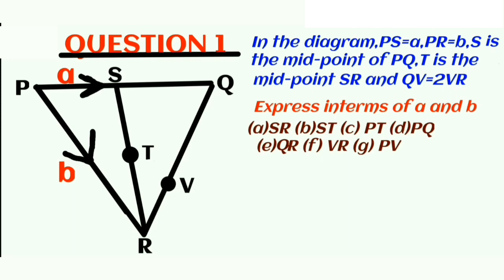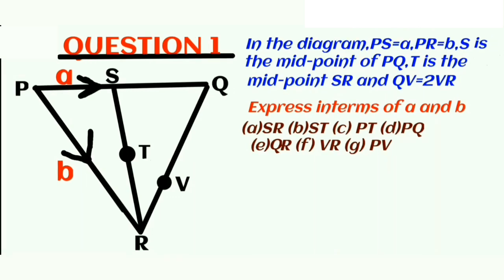If S is the midpoint of PQ, what does this mean? S is the midpoint of PQ, meaning this part, PS and SQ are equal. Why? S is in between, S is the midpoint. So if PS equals A, it also means SQ equals A, because S is in between.